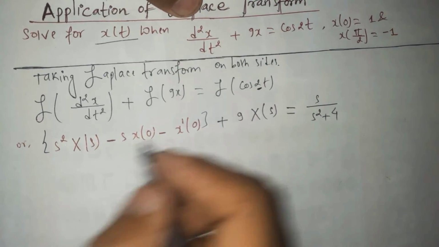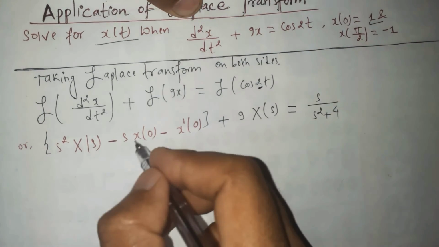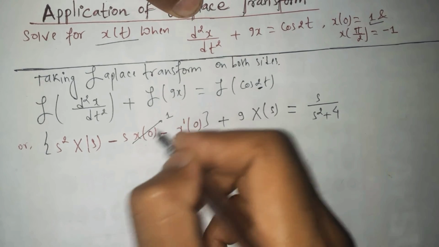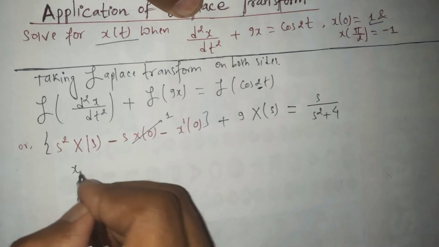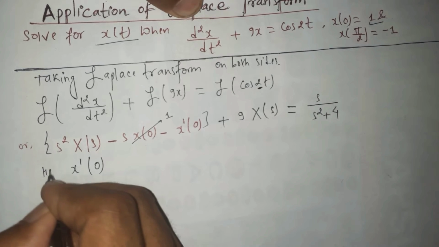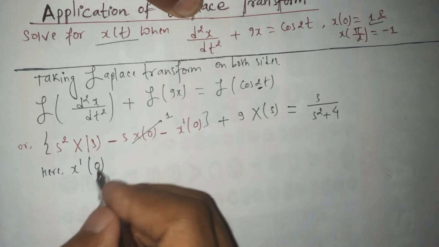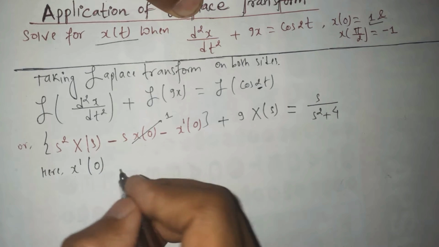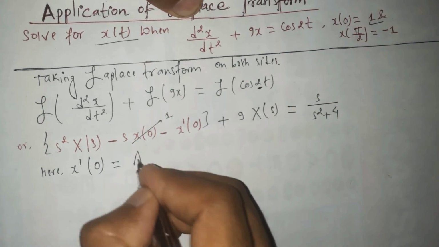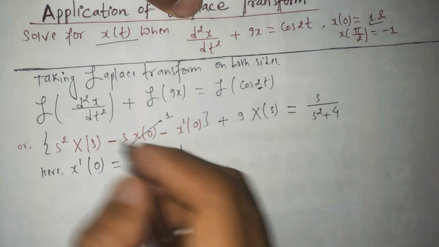Okay, and let's plug in the values. The value of x of 0 is given as 1, so we substitute 1 in place of x of 0. And x prime at the point 0 is the first derivative of that function at t equals 0. Its value is not given here, so let's suppose it is capital A, and our equations will be in terms of A.